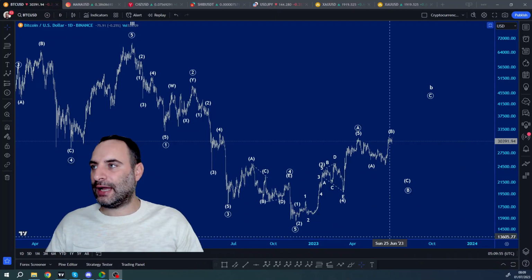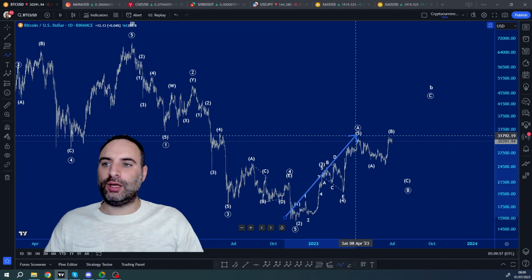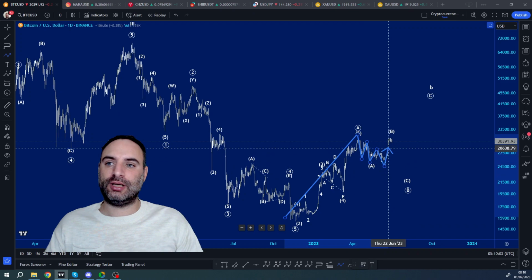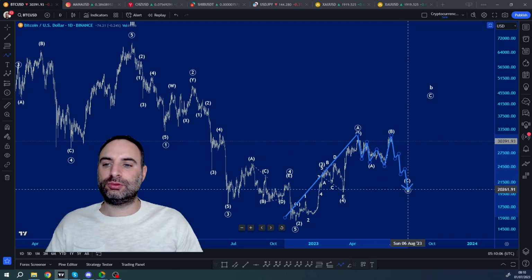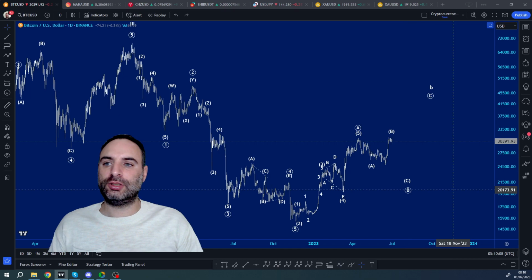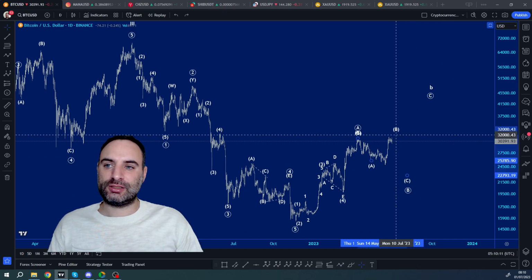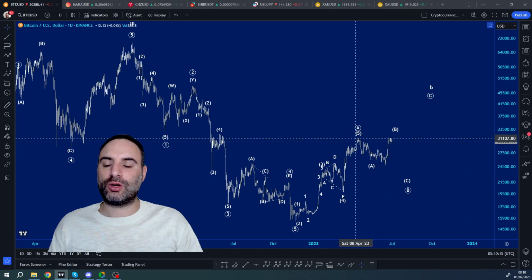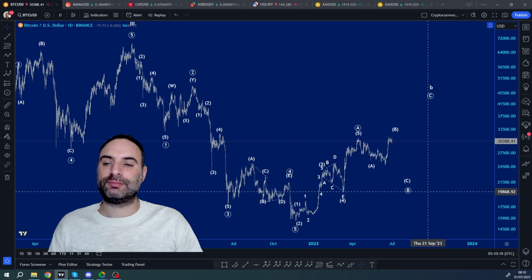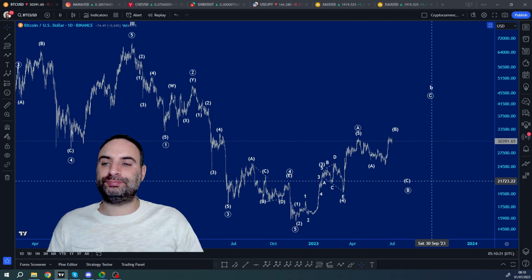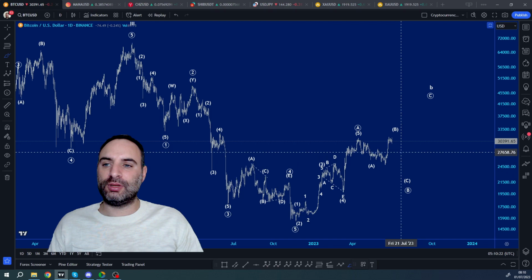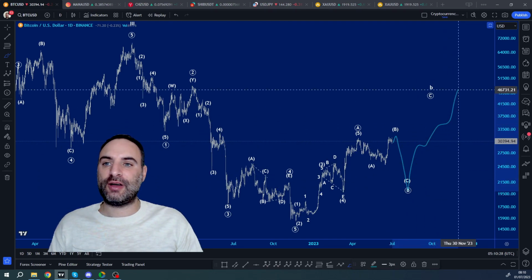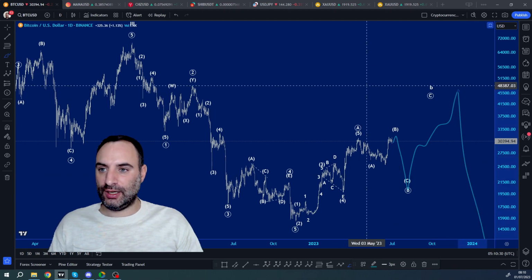So this is the main count. Ideally, I would prefer to see this turning into an expanded flat, which means that wave B is unlikely done, because we're going to go in the short term and realize that we don't go above the 105 extension of that wave. Anyway, we'll look at it. So the ideal scenario for me would be up, down, and another 5-wave move up, and from there a decline.